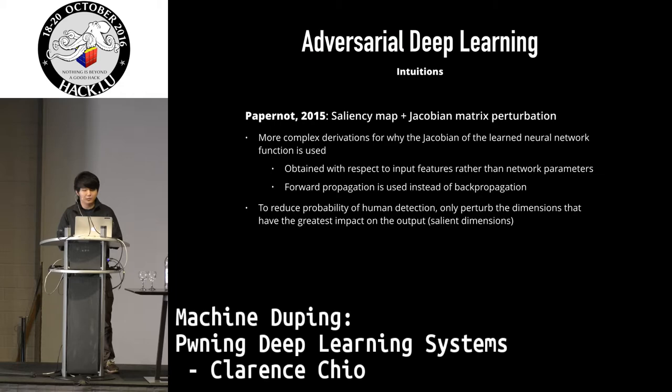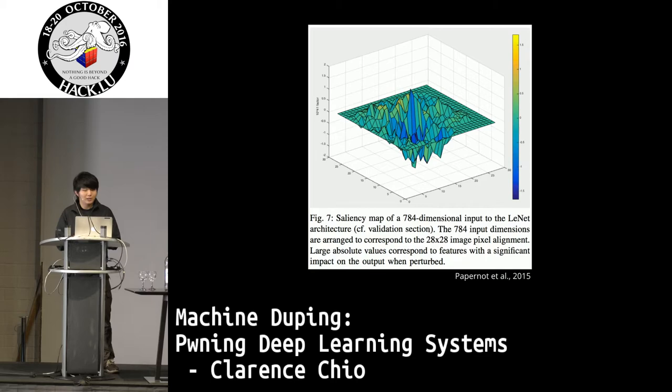The basic idea is that you want to try to find points in this input vector that would allow you to make small changes to the input, but then result in a larger change to the output. So this is an example saliency map, which is what we call a measure of how much each pixel actually affects the output result.